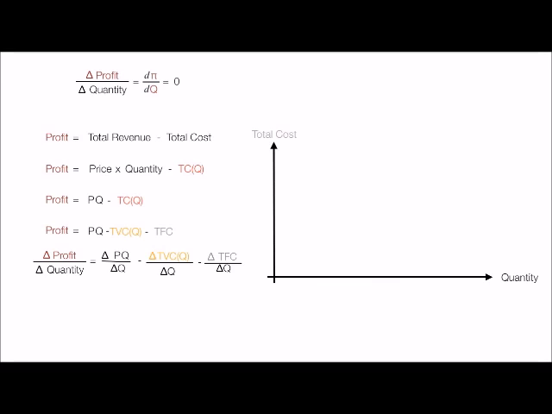I'm going to plot total fixed cost, and notice it's a horizontal line. The slope is 0, and it doesn't change with quantity. Again, slope is equal to 0, so I can just say that does not change, so I can ignore that and get rid of that part of the equation.